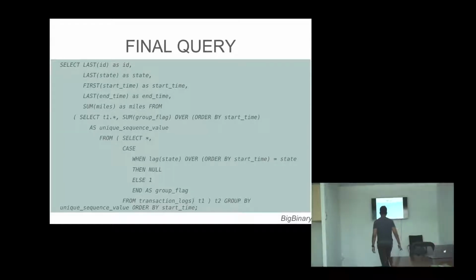Okay, this is the final query, which looks like this. This is our first query, which generates the group flag. This is another query which we used for generating a unique sequence value. And this is the outer query on which we are using group by. What we are doing is retrieving the last ID, last state, first start time, last end time, and the sum of the miles, with group by unique sequence and order by start time. Okay, let's run this query.